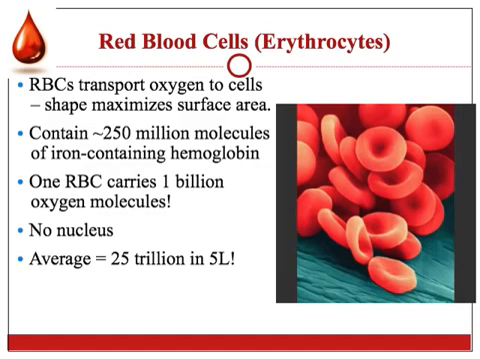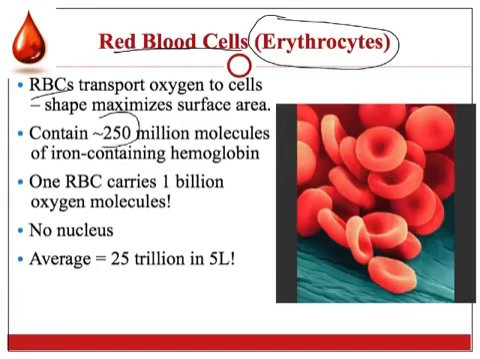And then let's break down the cell types a little bit. Like we said, the first type of cells are red blood cells, or erythrocytes. We know that their main job is to carry oxygen, and they have a shape that maximizes their surface area and allows them to contain lots of oxygen. In one red blood cell, or RBC, there are 250 million molecules of hemoglobin, which is the actual protein that can carry oxygen. It turns out that one red blood cell can carry 1 billion molecules of oxygen. That's a lot of oxygen.